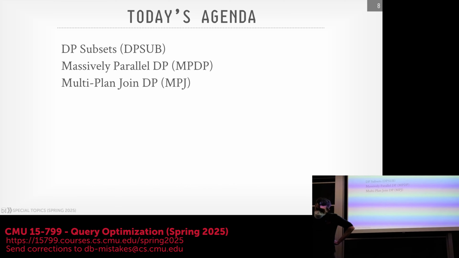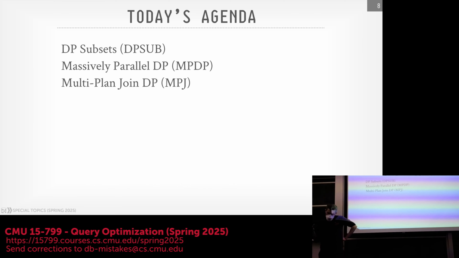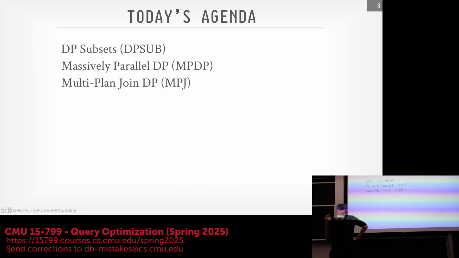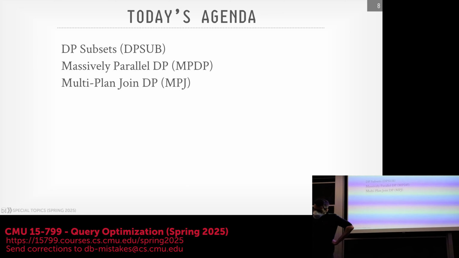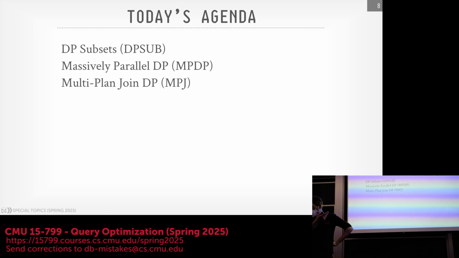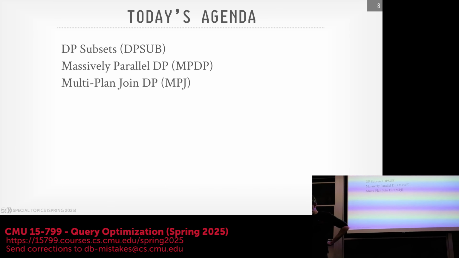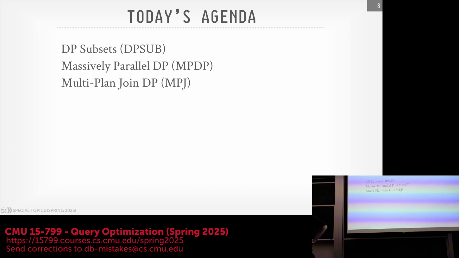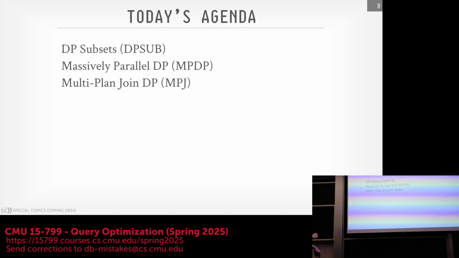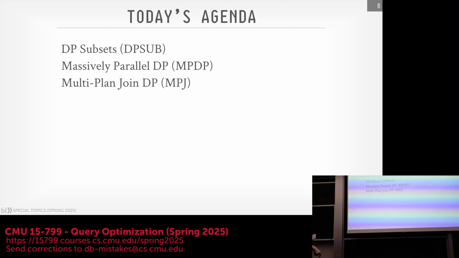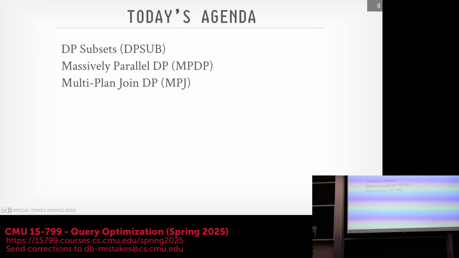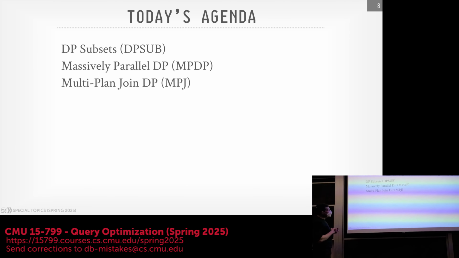The first would be sort of the straw man that came in the paper you guys read about this: dynamic programming for subsets, which is basically the same thing as System R, but with a slight difference in the method by which they go about generating the subsets. And then we'll talk about the massively parallel DP algorithm from the paper you guys read.